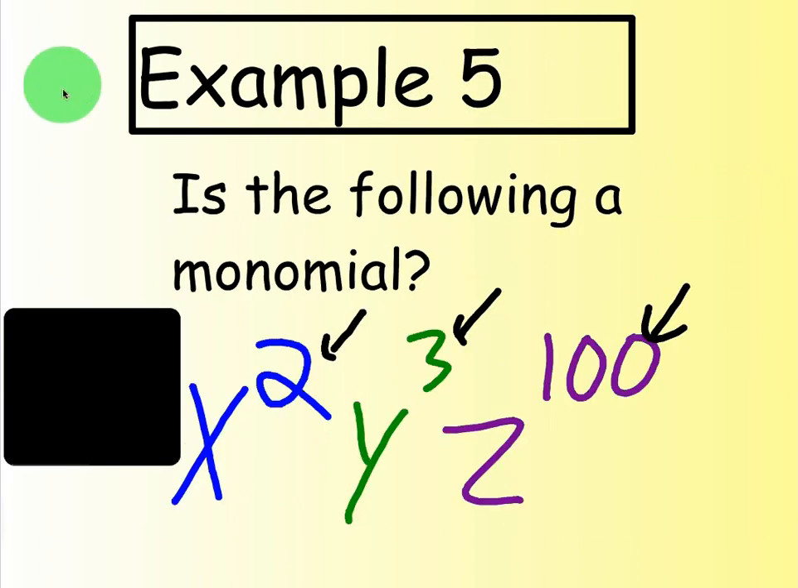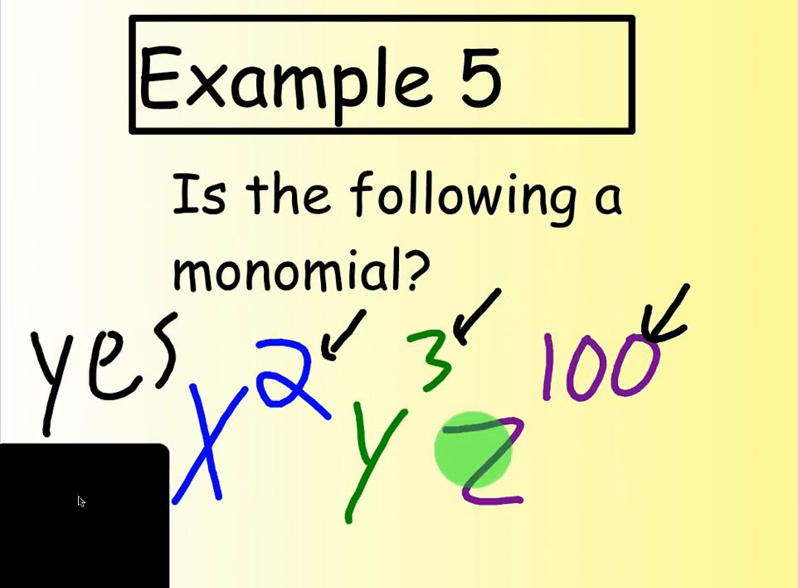All right, how about this one? We have x squared y cubed z to the 100. Are we good here? Well, it looks like we have multiple terms, but it's actually one single term, okay? If you have a bunch of variables next to each other, as long as there's no plus or minus between, you're good because it's one single term. And remember, mono means one. And let's take a look at the exponents. They're all whole numbers. So actually, yes, this is a monomial. It's a monomial because all the exponents are whole numbers and it's one single term.